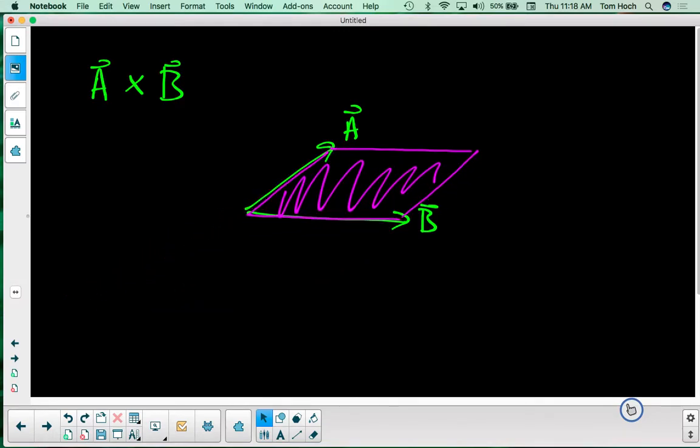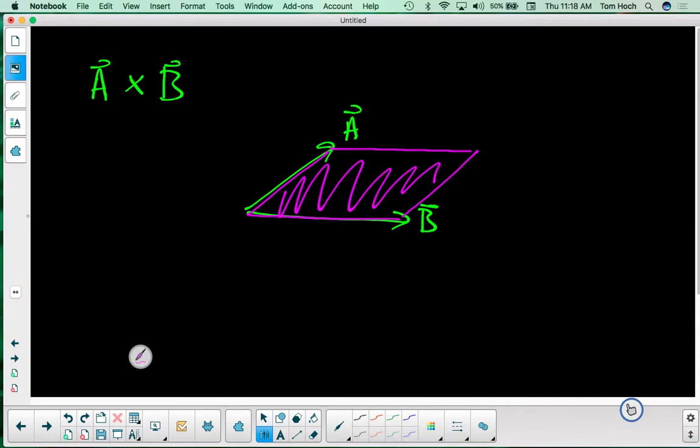So when I say the cross product, the magnitude that I mean is the area swept out by the two vectors. Which changes, right, depending on the angle. But that's not so bad. Let's see what that is. The area swept out by the two vectors.